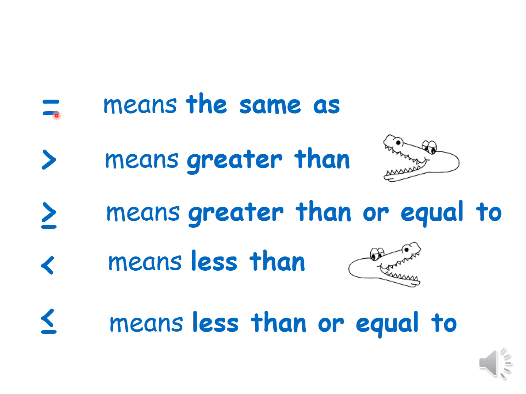Now we know this is the equal sign, and that means the same as. This here is the greater than sign, and it means greater than. Here we've got greater than or equal to, and it means greater than or equal to. This sign here means less than, and this sign here means less than or equal to. Copy these out, please, as we will be using them throughout this video.